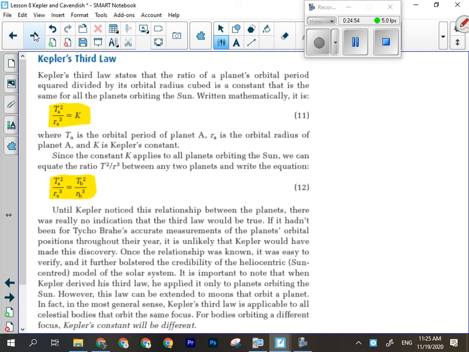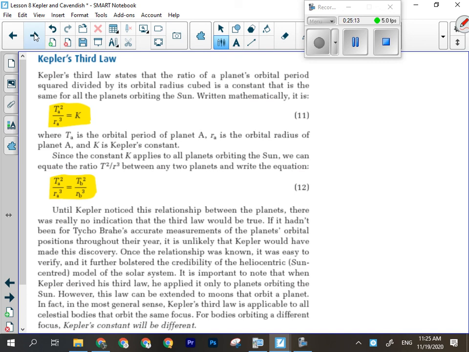Okay, so this was where Tycho Brahe's data finally really did prove. The only reason why all these things should have this number in common is because they all orbit the sun. Okay? So what we can do with that is we can use information about a planet we know to find out information about a planet we don't.